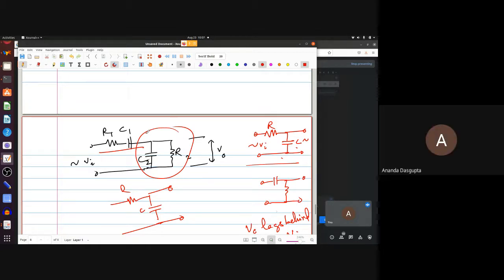So for very low frequencies, this part will be like what? Capacitor or resistor? Capacitor. And this part will be like? Resistor. Right. So here it's like you're taking the output across a resistor in a resistor-capacitor combination. So here the output will lead for low frequencies.